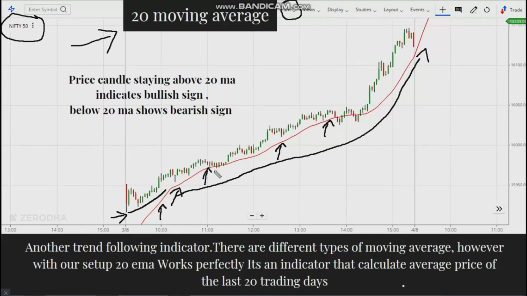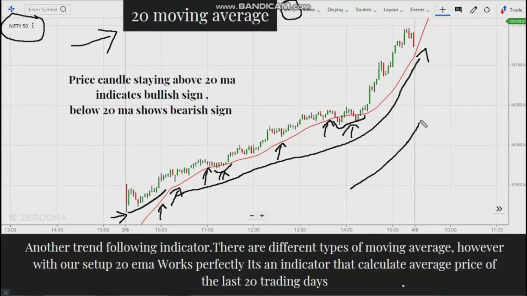However, there were 2-3 times, basically this time, where the price action candle actually tried to come down and break the 20 moving average.